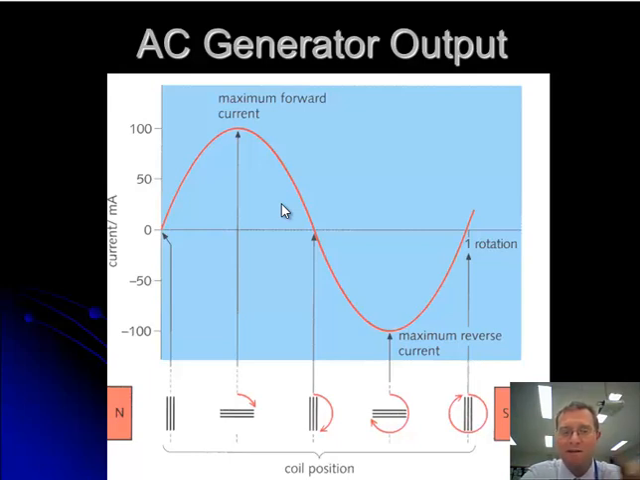This rotation will carry on and on, and as we can see, each time it rotates, it will go through this cycle. Now this is a sinusoidal cycle. That means it will keep on going, and it will follow that of a sine or cosine rule.